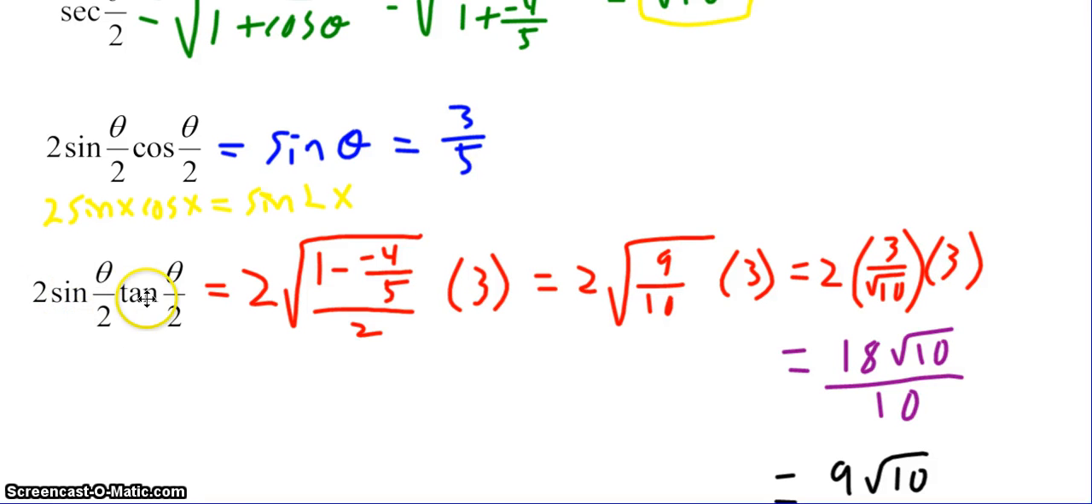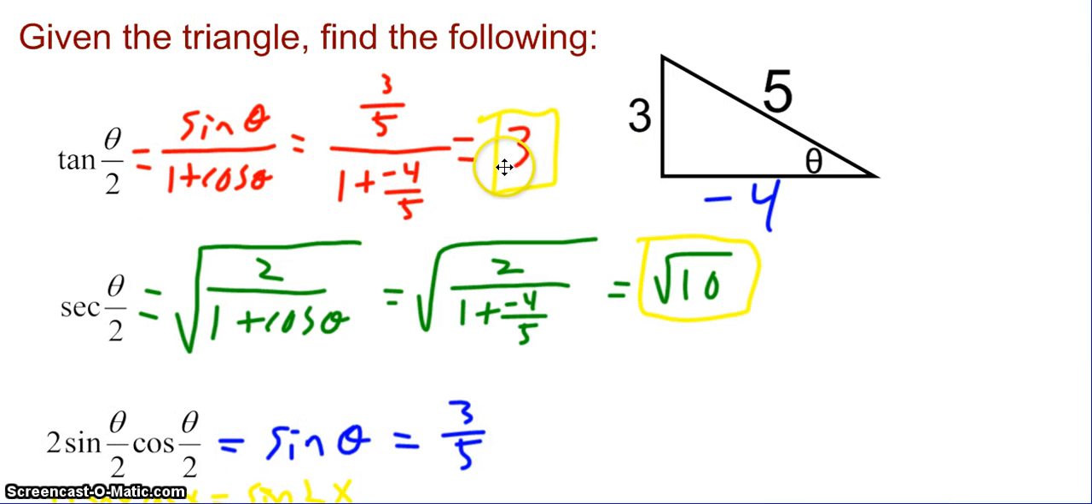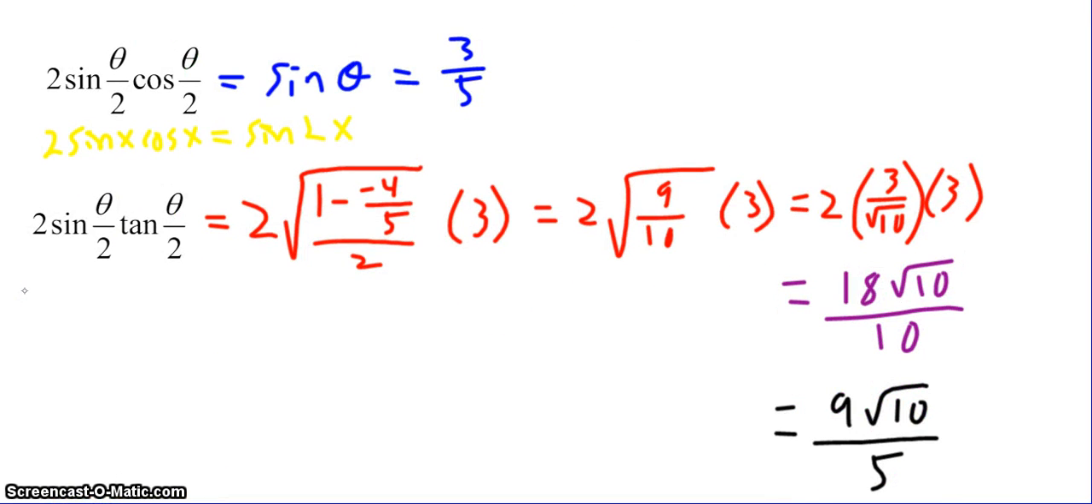How about 2 sine theta over 2 tangent theta over 2? Well, we already did tangent of theta over 2 back up here at the top. We know that that's 3. So now I just need to figure out what is the sine of theta over 2. So this becomes 2 times the square root of 1 minus -4/5 over 2, because it's 1 minus cosine theta over 2, times 3 because the tangent of theta over 2 is 3. Simplify underneath the root. I end up with 2 times the square root of 9 over 10 times 3. Square root of 9 over 10 is 3 over root 10. This becomes 18 root 10 over 10, which reduces to 9 root 10 over 5.